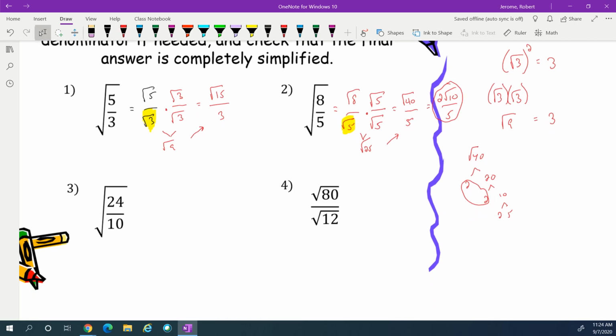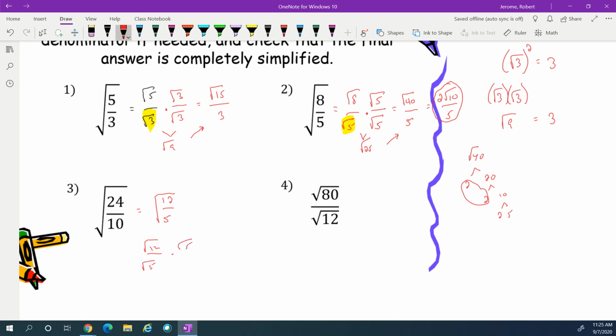Let's do one more. And number 3, very similar to number 2, I can split it up and then work on the numerator, work on the denominator. If we think about something from before, 24 over 10 can simplify. I could divide by 2. So if I wanted to, I can do that and get the numbers smaller first. It's an option. That's really square root 12 over square root 5. It just makes the numbers smaller if I reduce first.